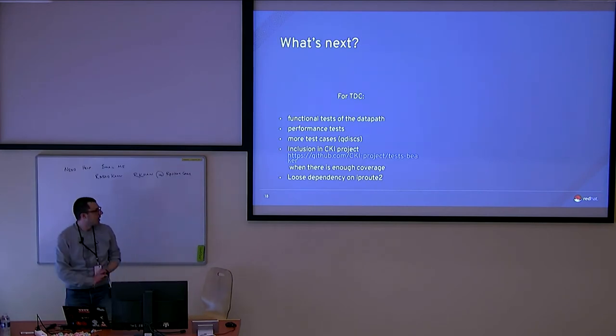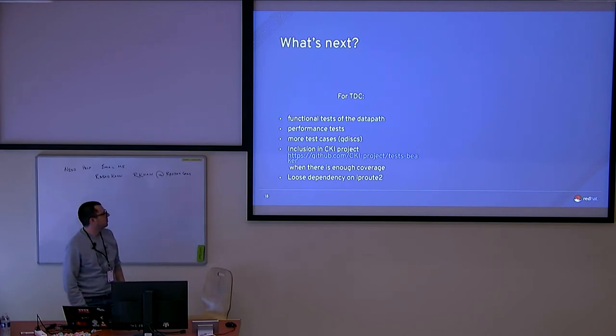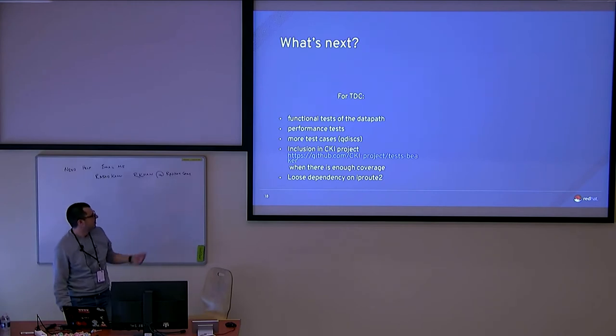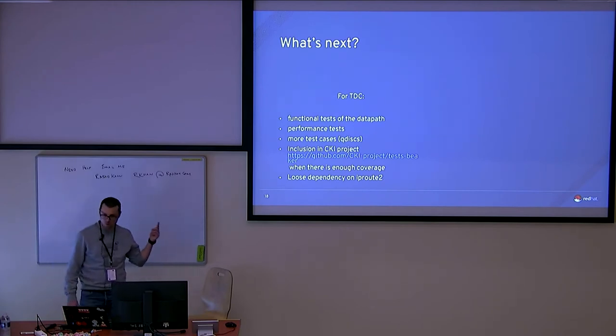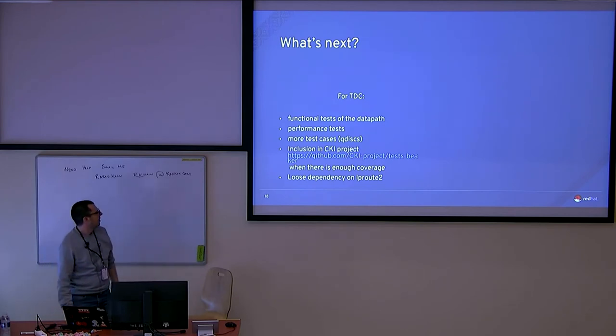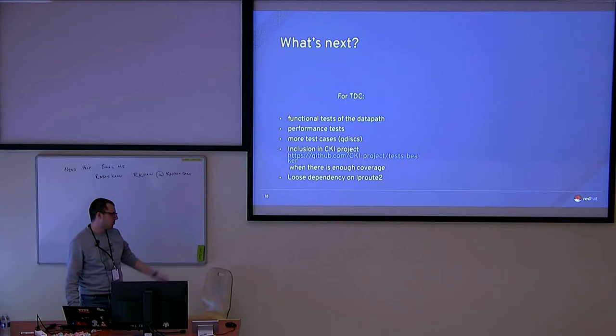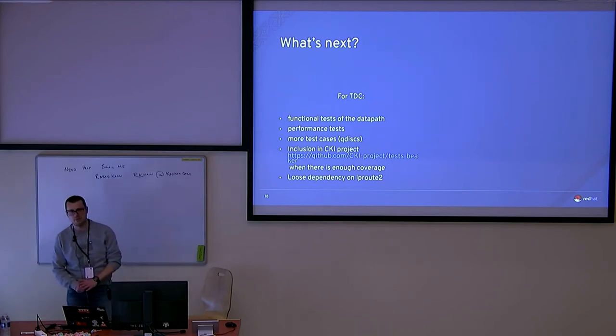What's next? For TDC, a lot of things. We are planning to do functional tests on the data path, injecting traffic. We are planning to do performance tests to check if the install rate and the packet rate degrade with some patches. We need to add more test cases for testing QDiscs. And we are evaluating inclusion in the CKI project, which is a bigger project for kernel continuous integration, when TDC will provide enough coverage. And then we need to fix the loose dependency on IPRoute2, because many breakages happen just because a commit in IPRoute2 broke the current behavior. There is a way to fix this, and it's to use the JSONified output.